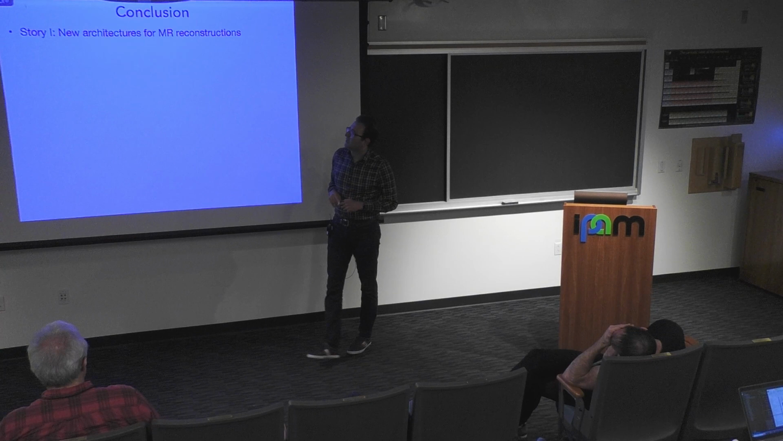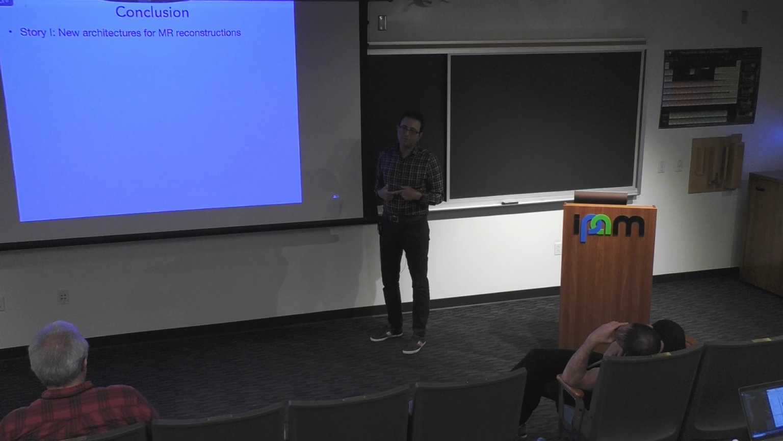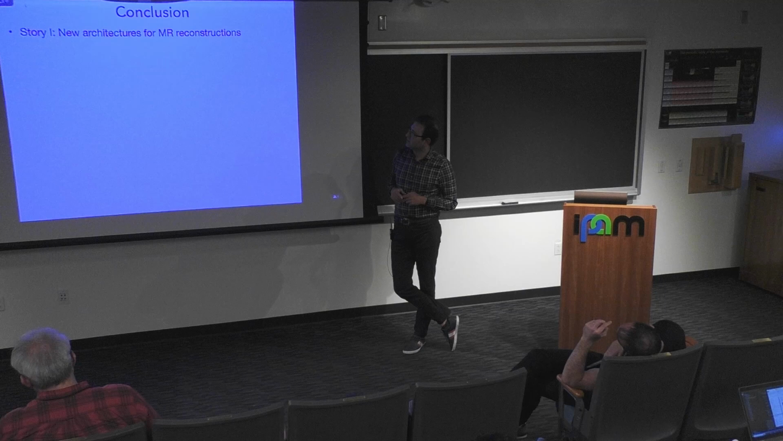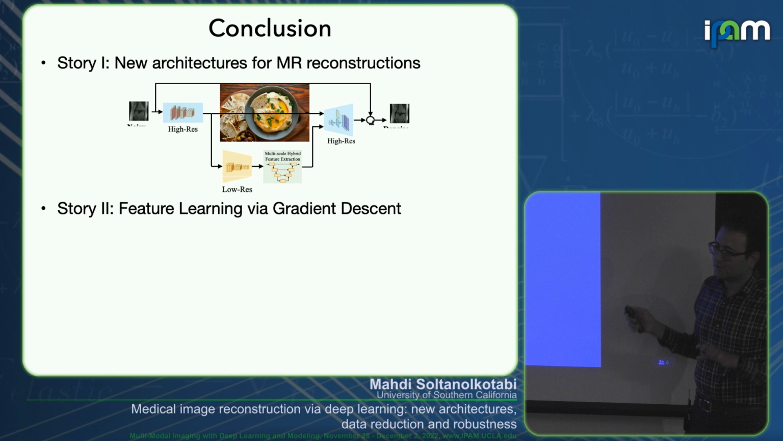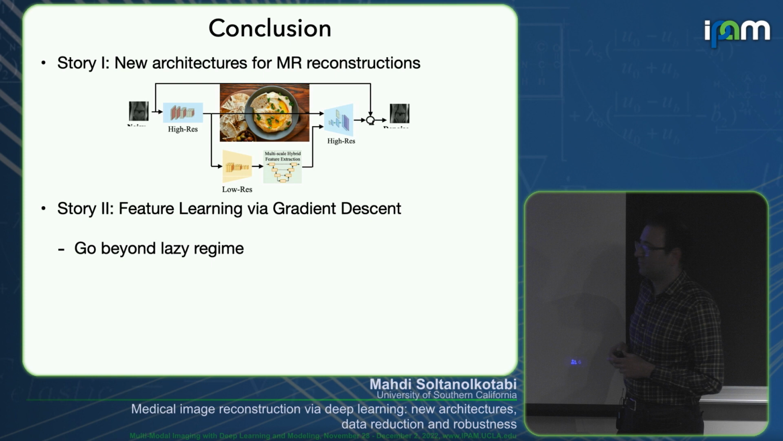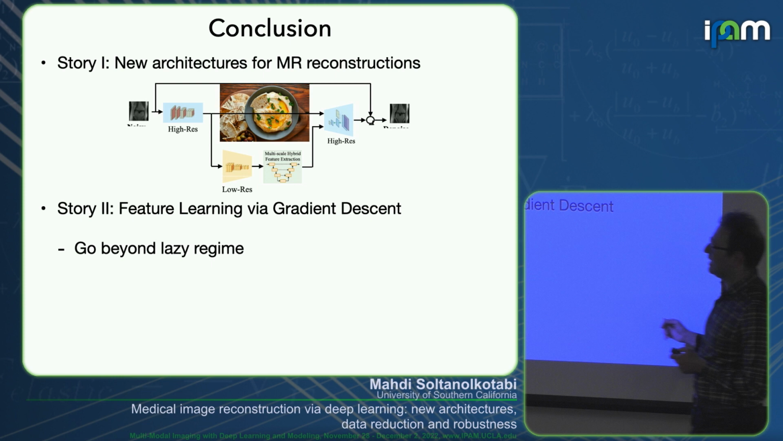So let me wrap up. Again, I talked about these new architectures for MR reconstruction. I was hoping to actually give you theory both on the end-to-end and the transformational side, but this has been a busy semester, so we're not there yet. Instead, I told you a little bit about how feature learning via gradient descent works, right? And hopefully you saw that there is at least some vague connection between the two. Hopefully this connection will become more clear. But the main insight was to tell you how you can go beyond the lazy training regime.